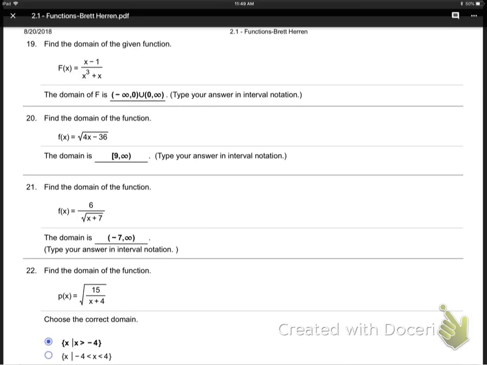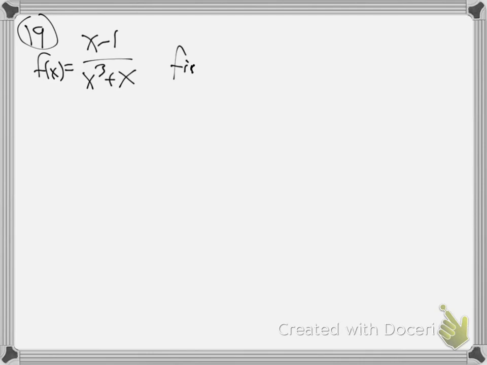So number 19: x minus 1 over x cubed plus x. Find the domain. Give that a try. Let me give you a second. I think you'll get more out of it than if I just whip it out real quick. So try that one. Find the domain of that one.